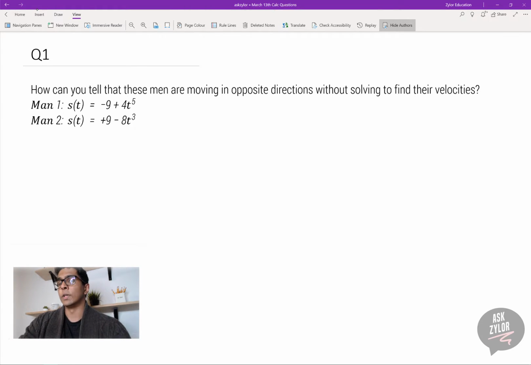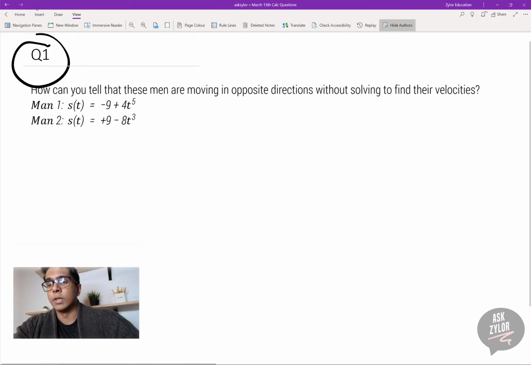So we're going to start the first question. Again, we're doing some calculus for this section. Then we're going to have another live session in about 30 to 40 minutes, and we'll be doing some vectors then. Okay. So our first question is, how can you tell that these men are moving in opposite directions without solving to find their velocities?